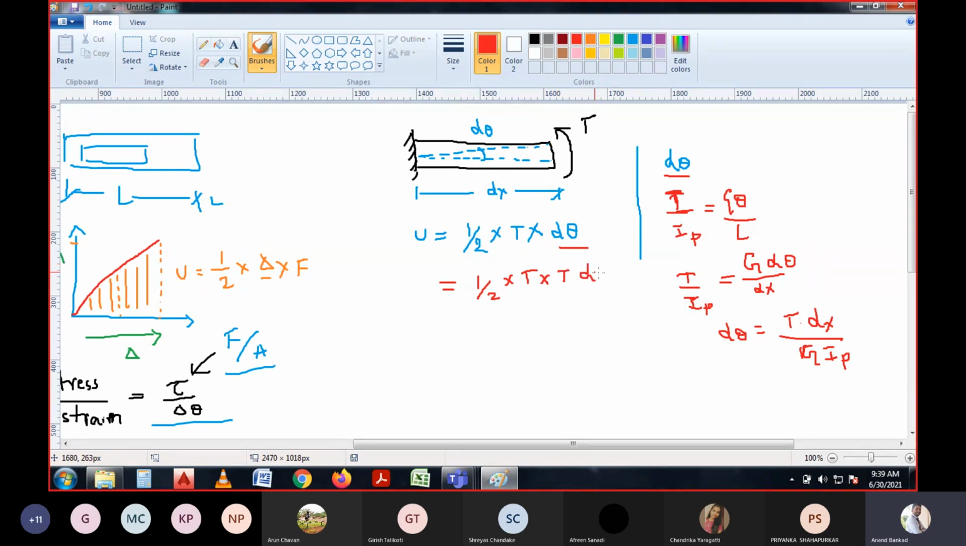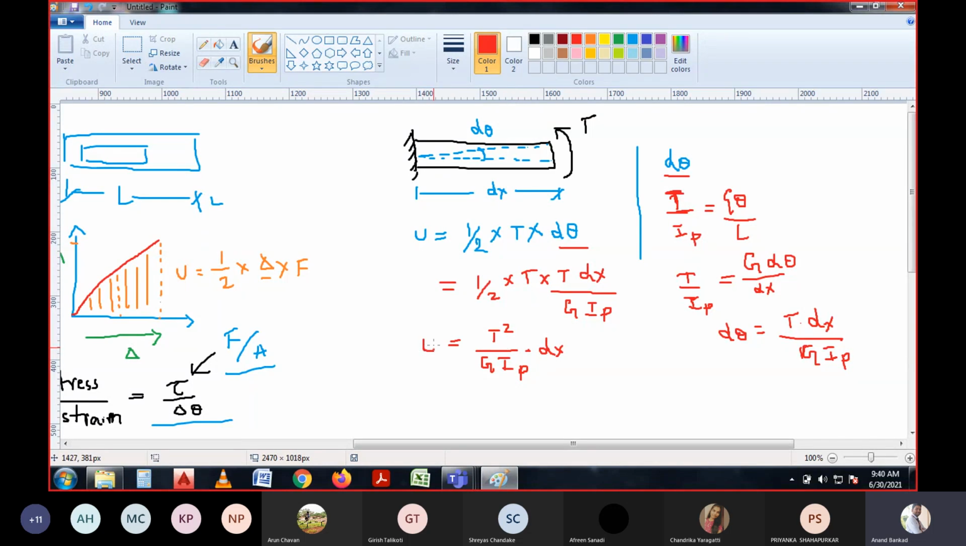Again we are left with the x here. That means the length of the member is the most important thing considered for the d theta and the tau. That is the main point. So now I can write it as T square by G Ip into dx, since again it is for the element.